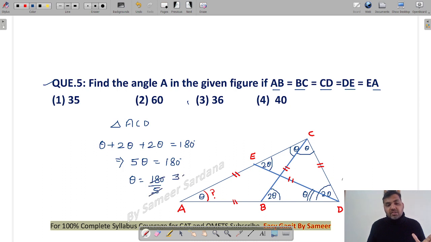The answer would be straight away 36 degree, right? This is how you are supposed to solve the question. And also you can see that when I'm moving along one of the sides of a triangle, this angle is theta, so the next angle is coming to be 2 theta. Here also this is theta, this is 2 theta, right?